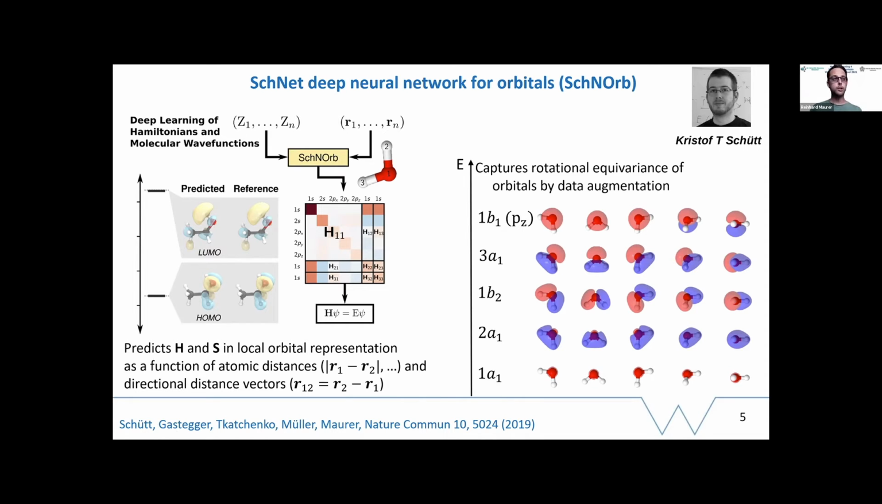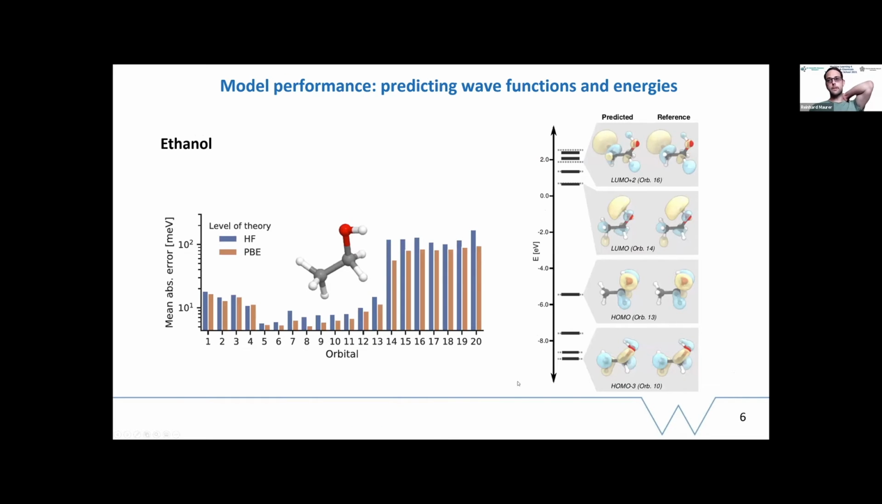And since we've published this, actually just, I think, a few weeks ago, an update of this model came out that actually shows that you can encode all these symmetries right within the model. You don't need to do this with data augmentation. In any case, you can trust me that we can predict these energy levels and orbitals as we should. And we can look at the performance of this model. For example, we train a model on the ethanol molecule. So we train on molecular dynamics data, ethanol in various different configurations.